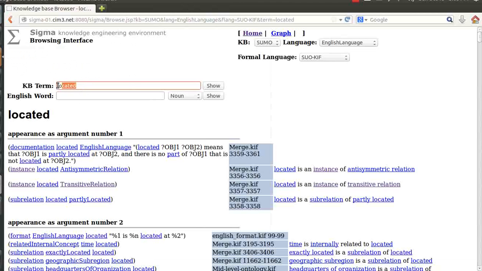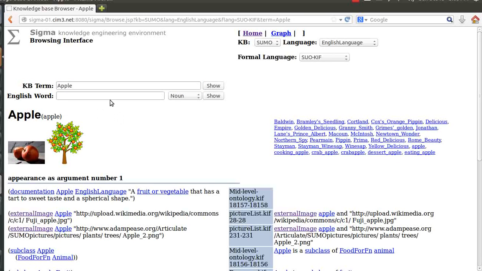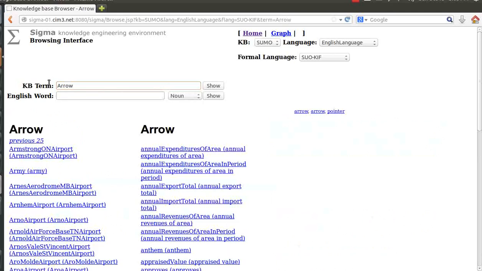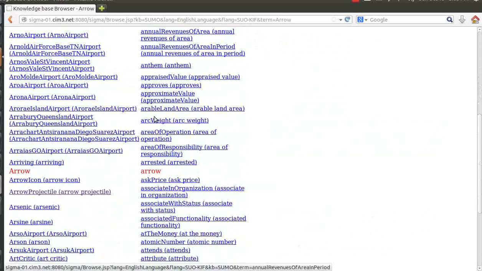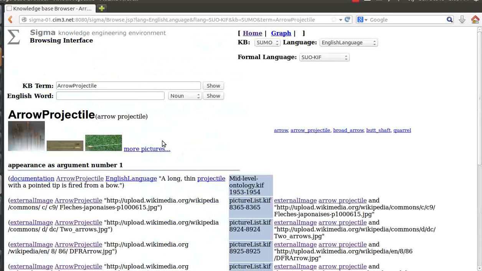So let's look up, see if we have apple. Okay, we do, good. And arrow. So we don't have arrow at least, but we do have arrow projectile. That's actually what we want. It's spelled a little differently. That's why we have this kind of alphabetic list, so that if you spell something wrong, you get a list that hopefully you can poke around and find what you actually need. Okay, arrow projectile, great. That is what we need.